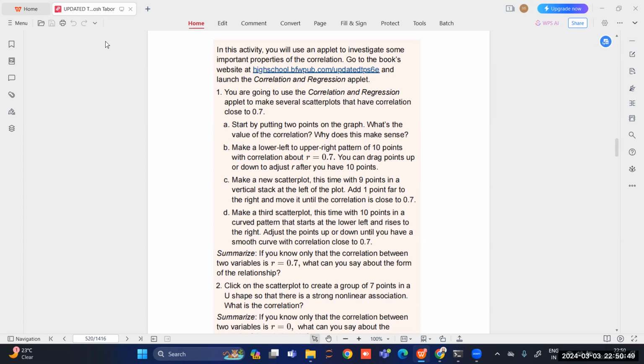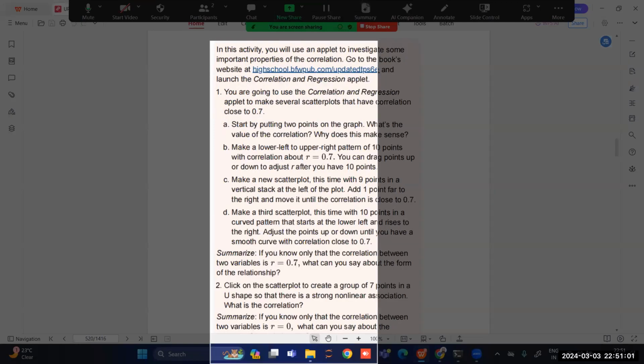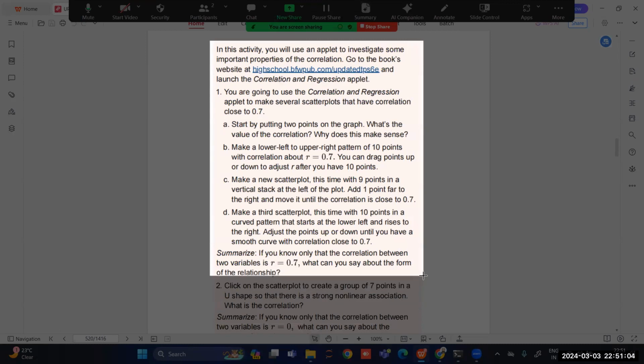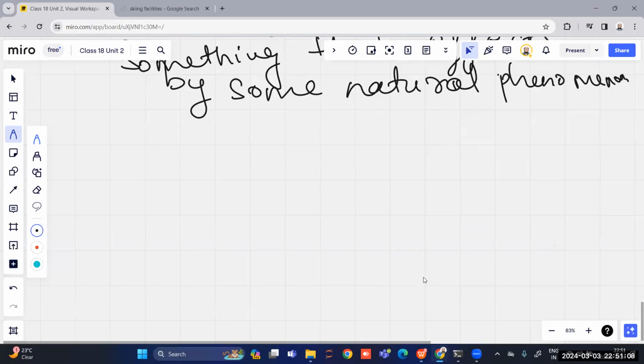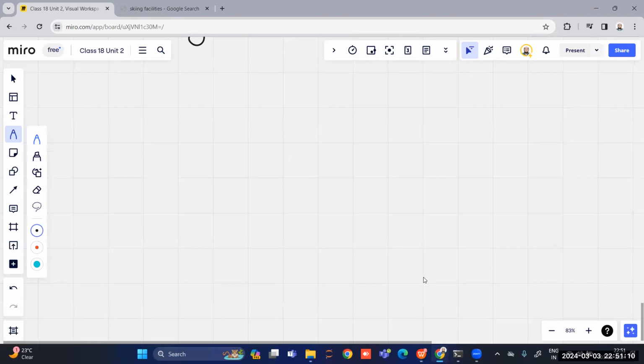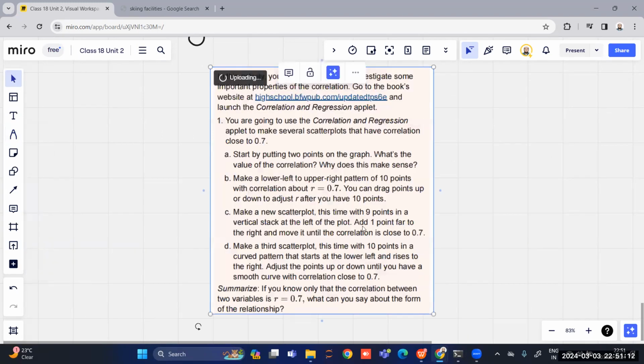Okay, so I'm back. See, in this activity, we use an applet to investigate some important properties of correlation. What he is trying to do, I'll take this in my notes. This is an interesting thing. We will be doing this further in logistic regression also.